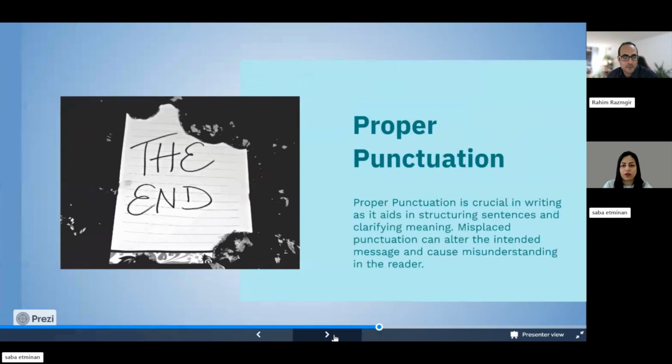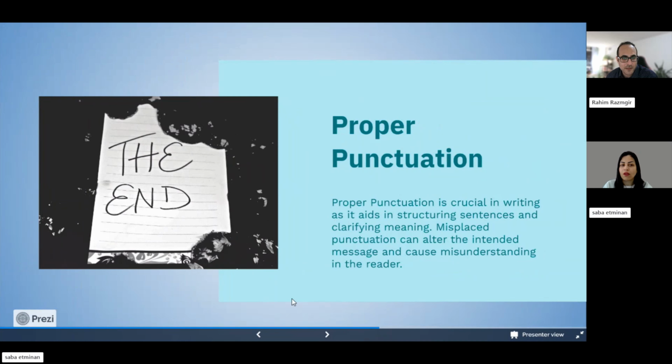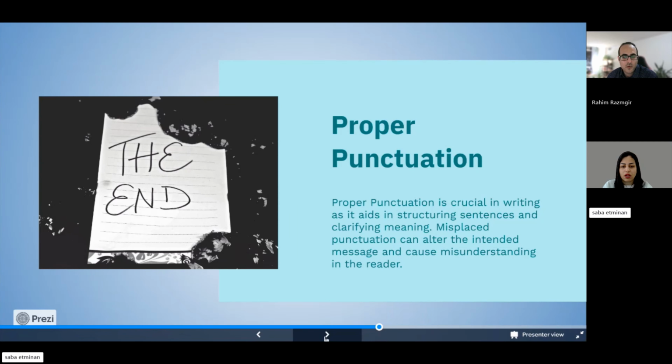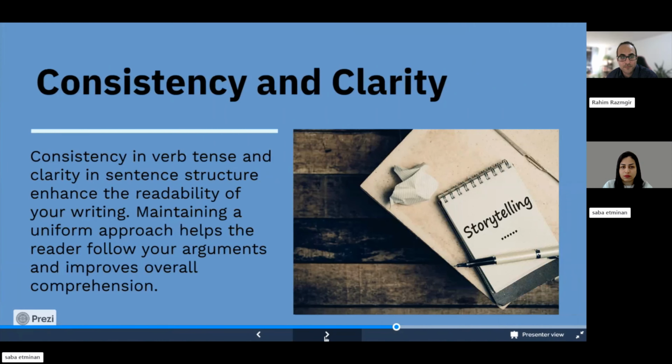So many funny memes with the lack of comma on social media. Exactly, exactly. And so that's why we have a slide for proper punctuation. You know, that is crucial. It aids in structuring sentences and clarifying meaning. Misplaced punctuation can alter the intended message and can cause misunderstanding, as we just talked about that. Okay, so punctuation is part of grammar.